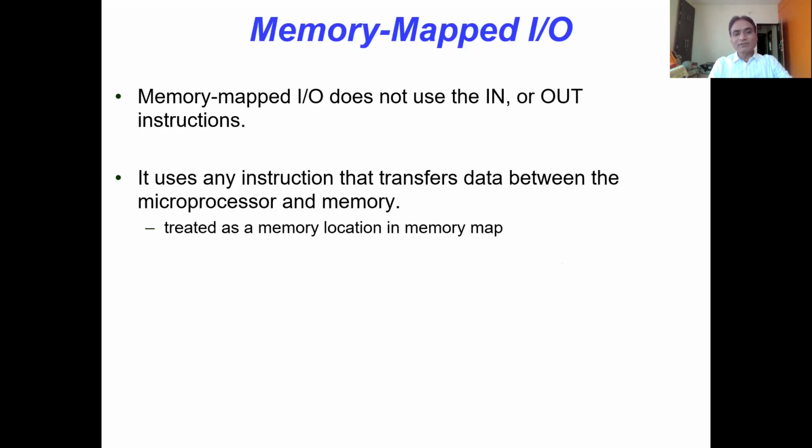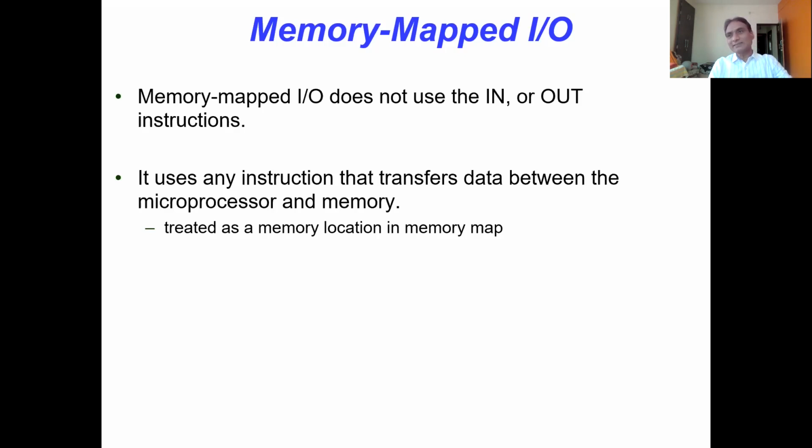What is memory mapped IO? Memory mapped IO does not use IN and OUT instructions. You see the difference. In IO mapped IO, it cannot be used without IN and OUT instructions, whereas in memory mapped IO, IN and OUT instructions are not at all used. It uses any instruction that transfers data between microprocessor and memory.